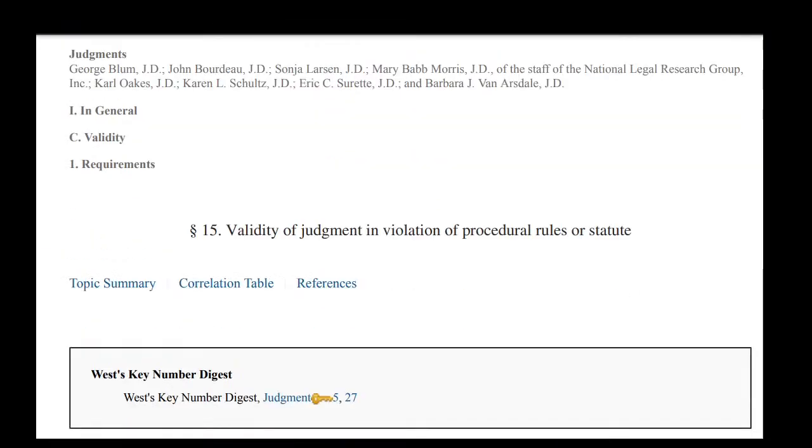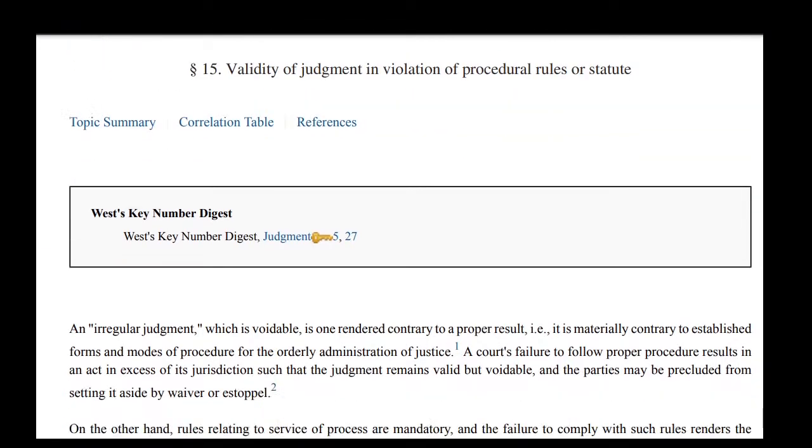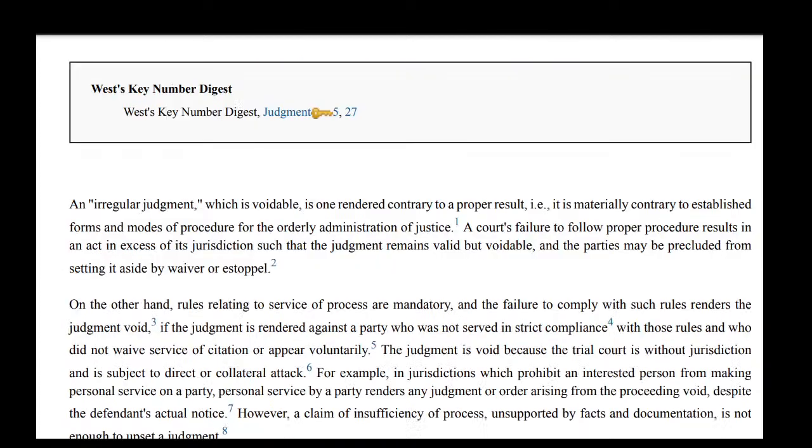So we're on to section 15, validity of judgment in violation of procedural rules or statute. An irregular judgment, which is voidable, is one rendered contrary to a proper result. An example: it is materially contrary to established forms and modes of procedure for the orderly administration of justice. So it seems like an irregular judgment is not very reasonable.